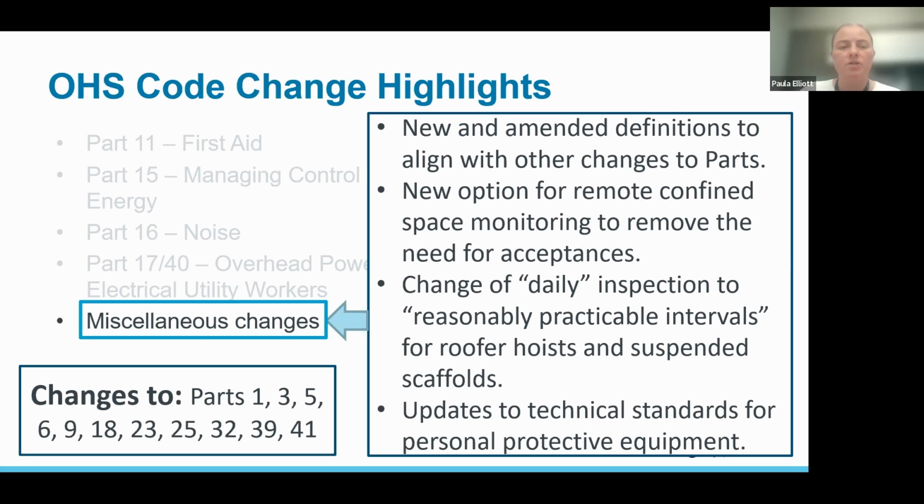In terms of miscellaneous changes, we made them throughout the OHS code and grouped them here as miscellaneous. However, they do cover a number of different types of changes. So in Part 1, we made changes to almost 90 definitions, either by amending them, removing them, or adding definitions to align with the changes that occurred in other areas of the code. The full list of changes to the definitions can be found in the amendment regulation. Just for your note, the electronic version of the consolidated OHS code should be available shortly.